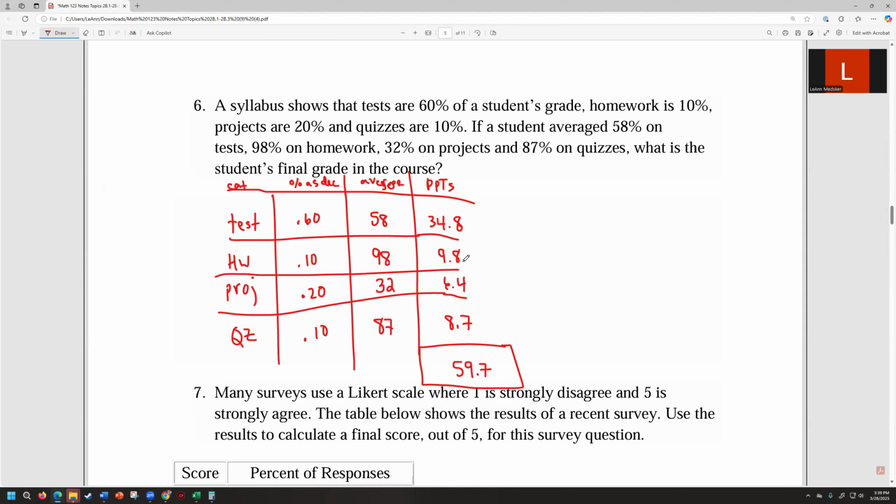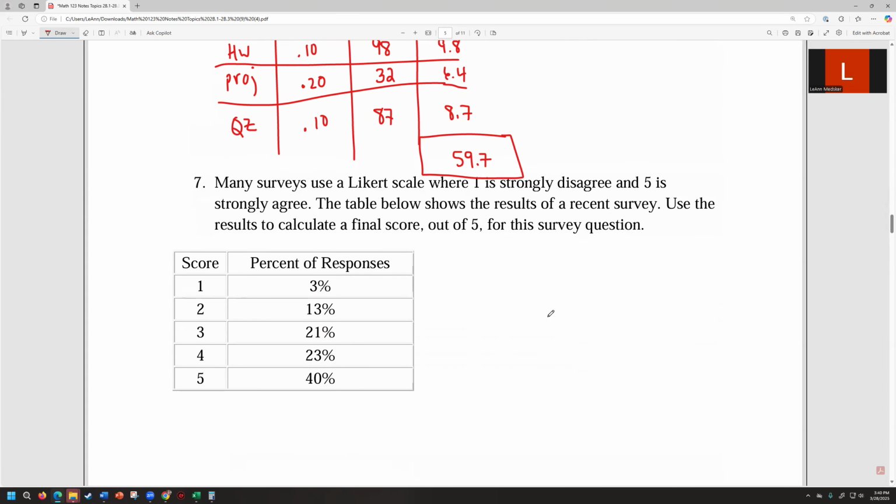But still, they could have done so much better if they had done maybe both projects. They lost a lot of points right there, and maybe a little bit better on the exams. But this is definitely, even though you could have an A in homework and a B in quizzes, where the bulk of the weights are is going to determine your grade more than anything. Okay. So here's another one.